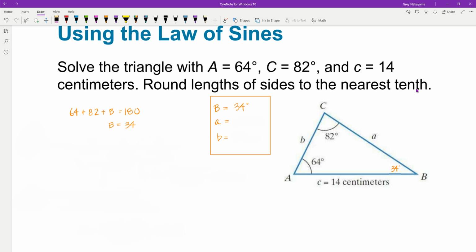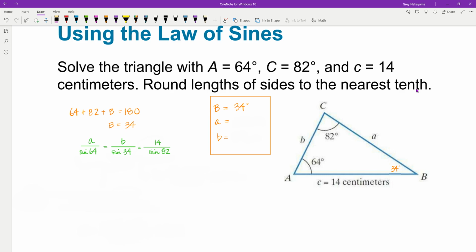Okay, now the next thing I'm going to do is set up that extended proportion with my law of sines. The order that you do these in doesn't matter. I just normally do A, B, C. So I'm looking for little a, and I have the sine of 64 because that's the opposite. That's big A. And then I have little b and the sine of 34. And then I have little c, which we know is 14. Then we have little c, which is 14, over the sine of C, which is 82. Okay, so that's my extended proportion.